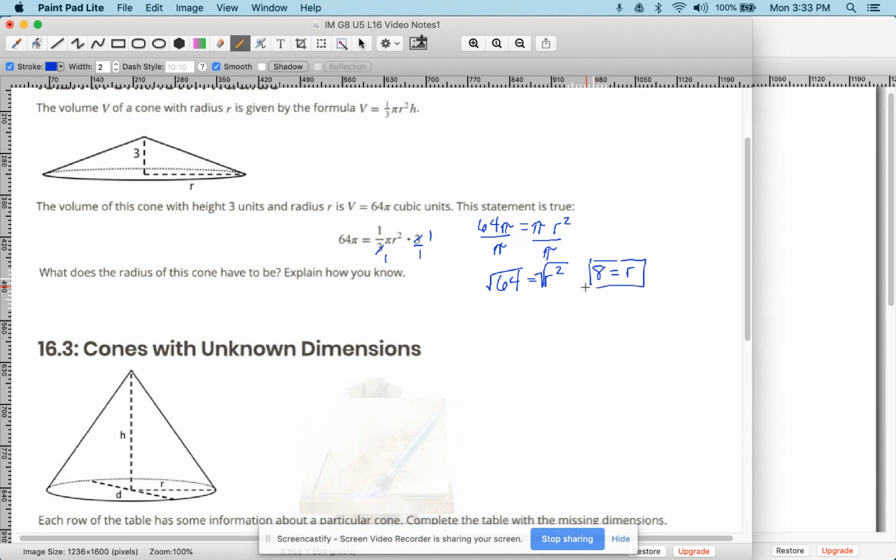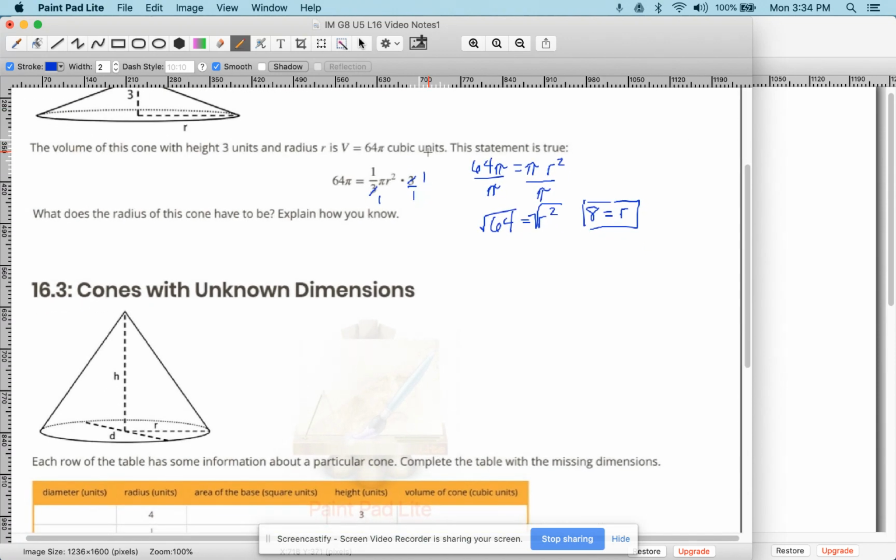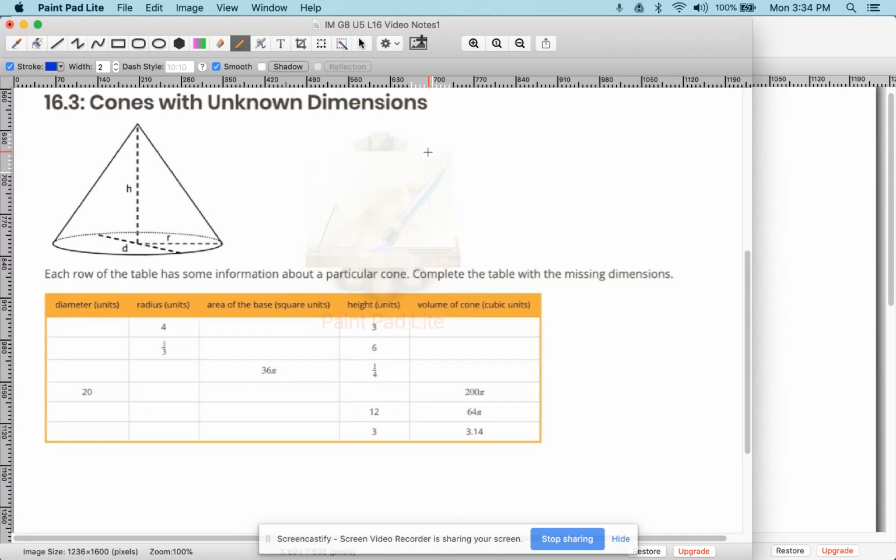That's one example of finding a unit that is unknown when they give you other units. So they gave us the volume and they gave us the height, and we can use that information, plug it into the formula, and find our unknown radius. And when it says, explain how you know, well, I just showed you all the work, and that's explanation enough.